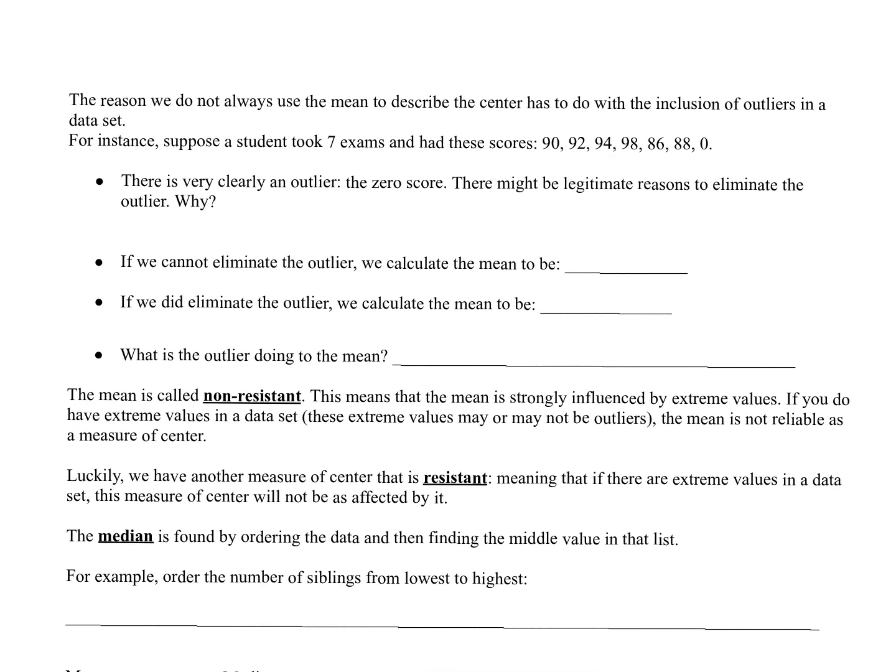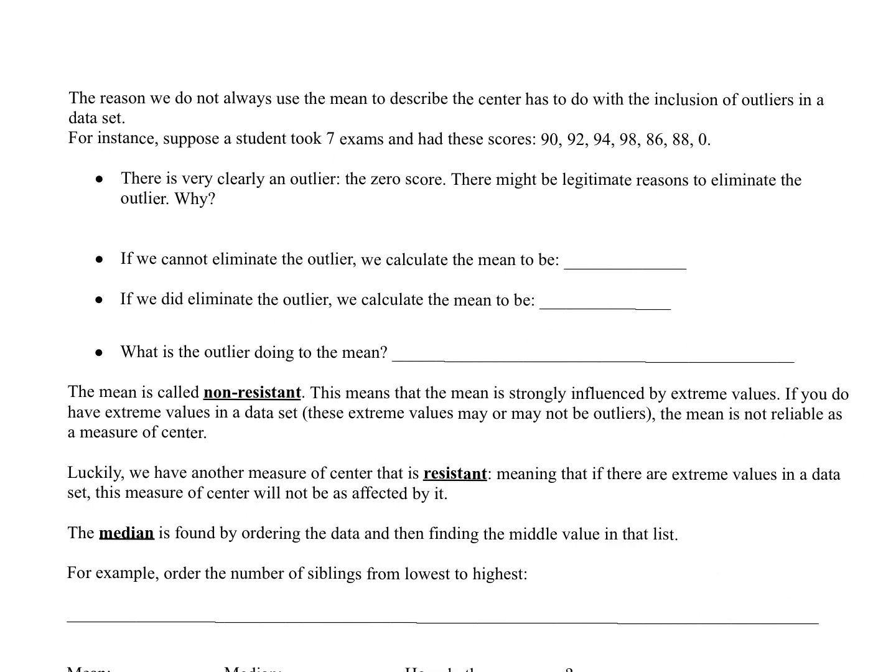Okay. So mean is not always going to be the best way to calculate the center of our data. And one of the reasons we don't always use mean has to do with the fact that you include outliers in your data set. So for example, suppose a student took 7 exams over the course of a year and had the scores of 90, 92, 94, 96, 86, 88, and 0.